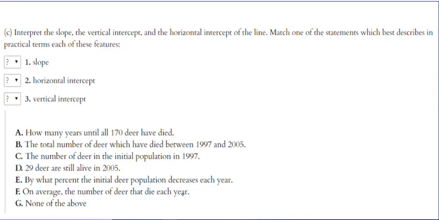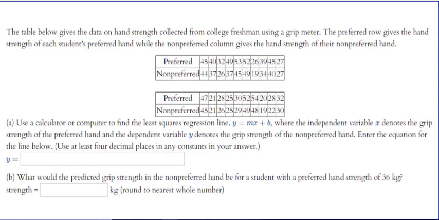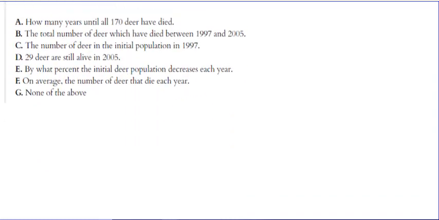I'm going to say F. On average, the number of deer. Vertical is C. Let's see what it had. No, didn't do that. I sure as heck didn't do that.